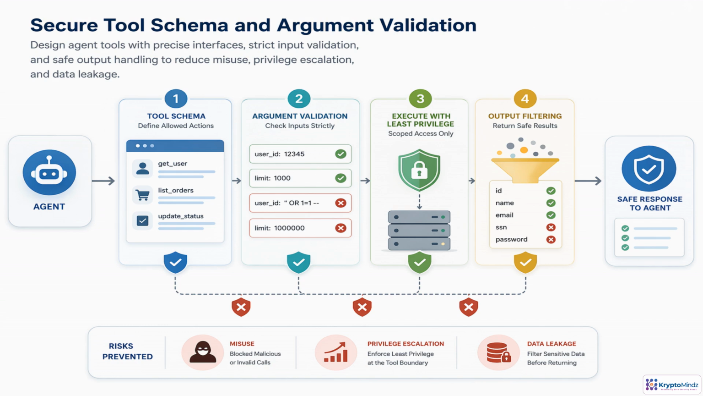When agents use tools, the tool boundary becomes a security boundary. In this module, we'll make that boundary explicit, define allowed actions, validate every argument, enforce least privilege, and filter outputs before anything returns to the model.